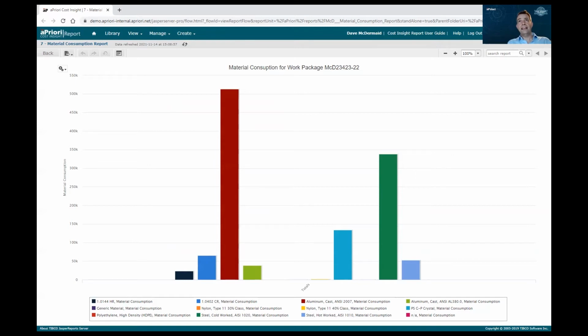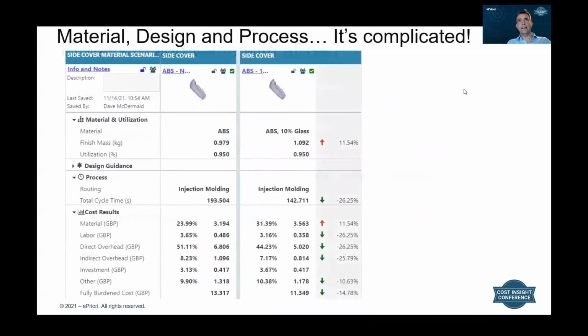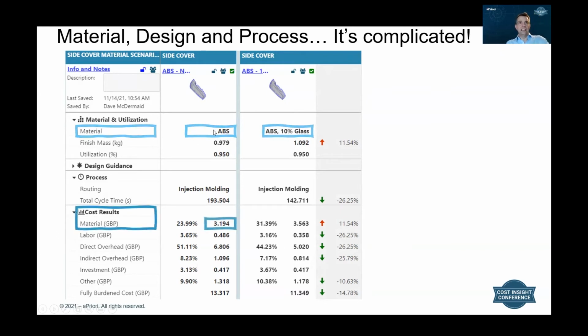But it's slightly complicated. Here's an example of two design options that we were exploring. The left-hand component, the original component, we planned to be made in basic ABS, and the other one is one with a glass fill in it. Now we chose ABS for the original design because it's a cheap material. The glass one is 11.54% more expensive.